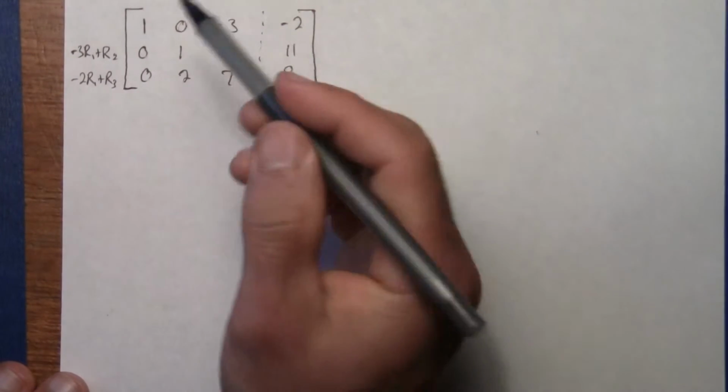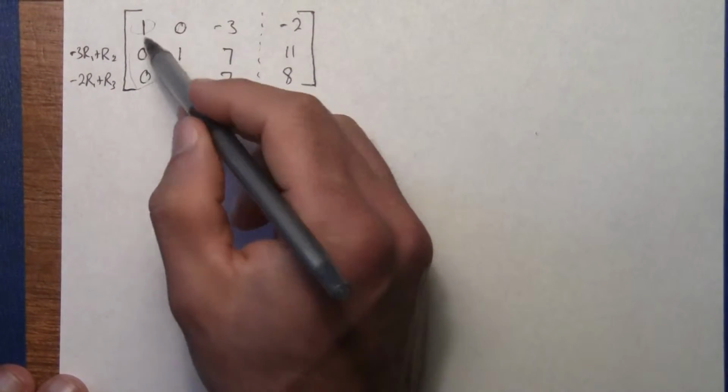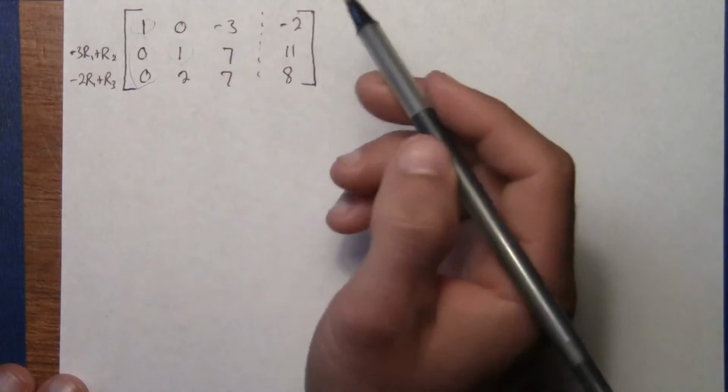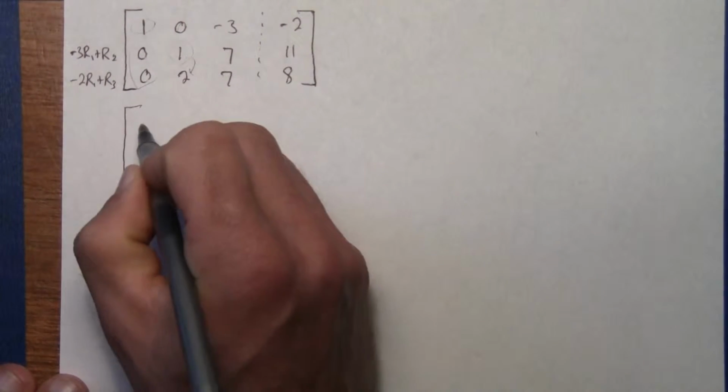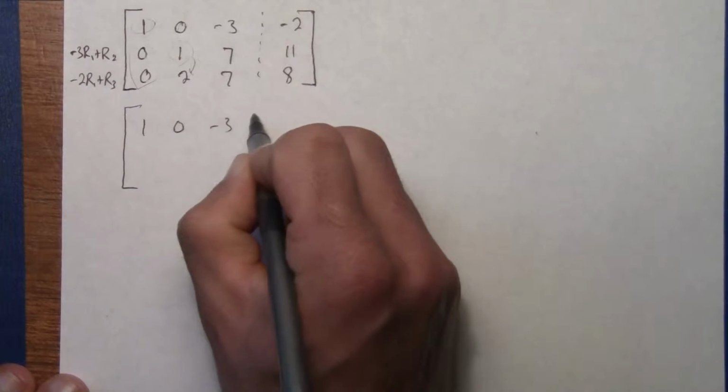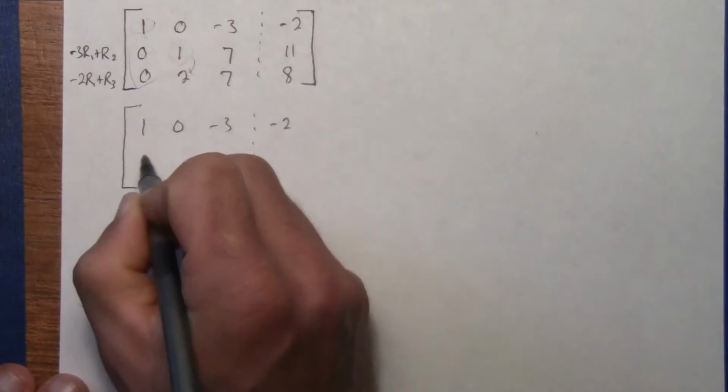Alright, so just remember your goals here. Got a 1 in front, got rid of these 2. I already have a 1 in front, luckily. Now let's get rid of that 2 using this 1. So next step, copy down the first row. Copy down the second row.